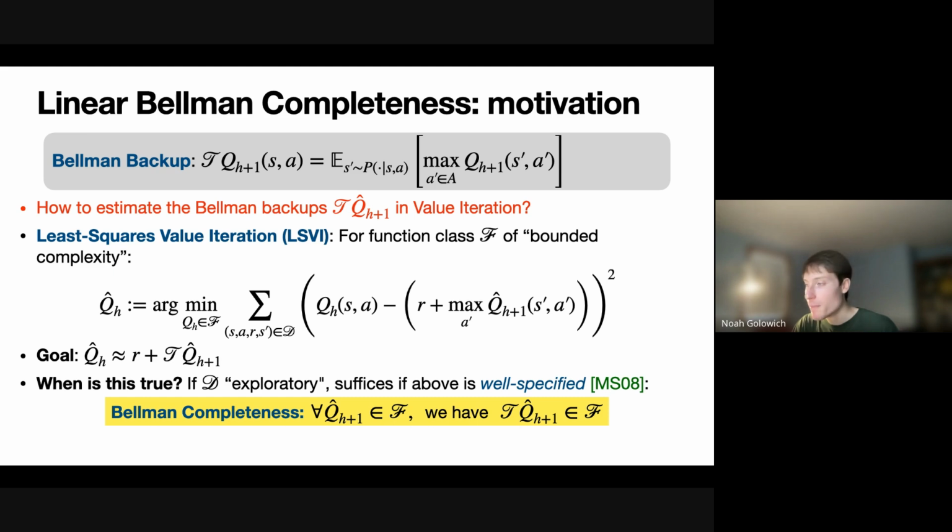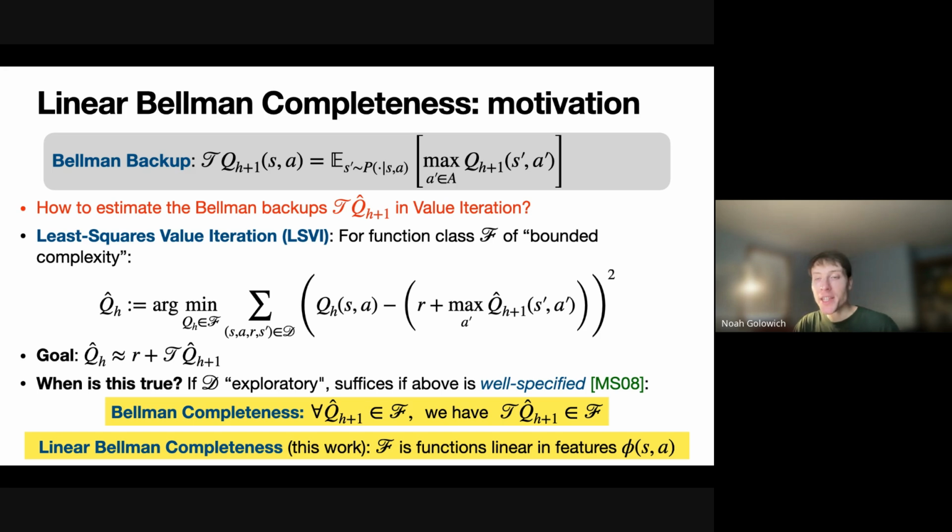Now, what does well specified mean? It means that for any possible value for the value function Q hat H plus 1 in the class F, the expectation of the labels in this regression problem, which is simply the Bellman backup, so T of Q hat H plus 1, itself belongs to the class script F. And this property is known as Bellman completeness. It specifies a sort of closedness property for the value function class F. If we take something in the class F and we take its Bellman backup, we get something in the class F. And so Bellman completeness is really a fundamental condition, in that it allows things like this procedure of least squares value iteration to yield near optimal value functions, assuming, of course, that we have an exploratory data set.